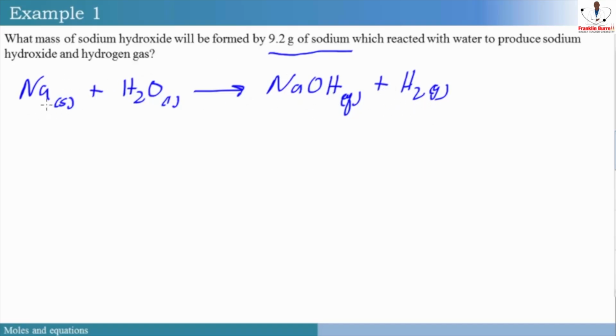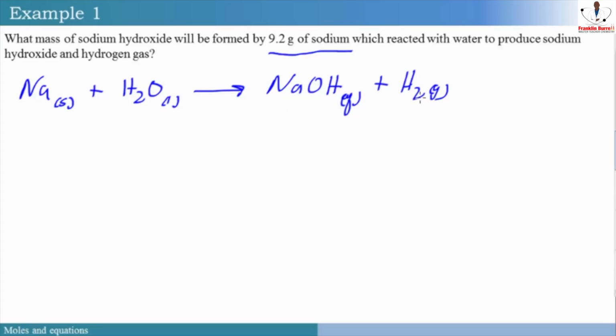We're given 9.2 grams of sodium to produce sodium hydroxide, and we are concerned about the mass of sodium hydroxide produced. So let us balance our equation. But remember that balancing of an equation is trial and error. So sometimes you will not get it on the first try. So here we have one sodium here. One oxygen atom, one oxygen atom here.